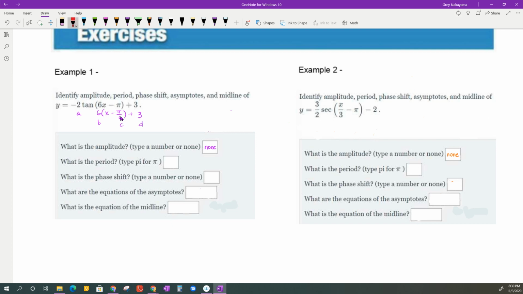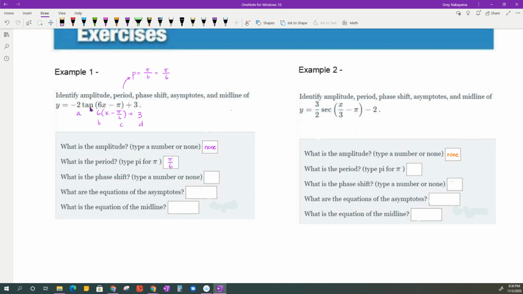So when I'm going through and answering these questions, what is the amplitude? Well, I just told you the answer is none, for every single one of these. The only time it's going to be something different is if you have sine or cosine. What is the period? This is the tangent function, and this is something that you have to know, so write it down if you don't. The period of the tangent function is pi over b. The parent function's period is pi, so you divide by b if there is a b value other than 1. So in this problem, it's going to be pi over 6. So what's my period? Pi over 6.